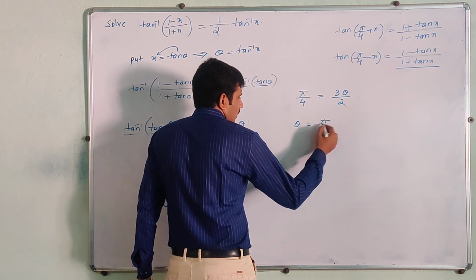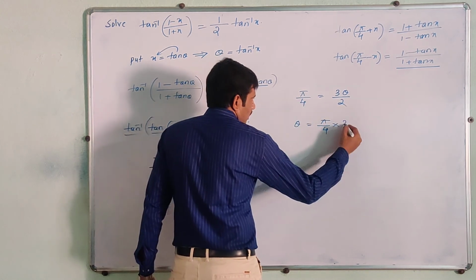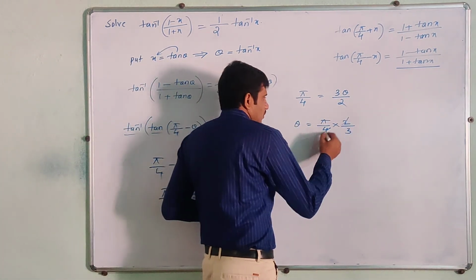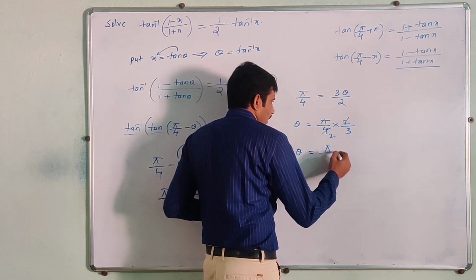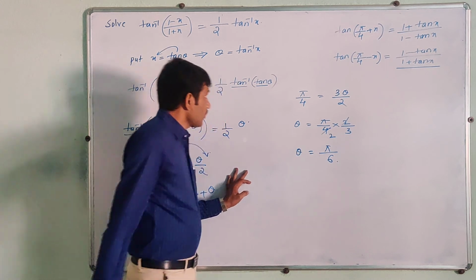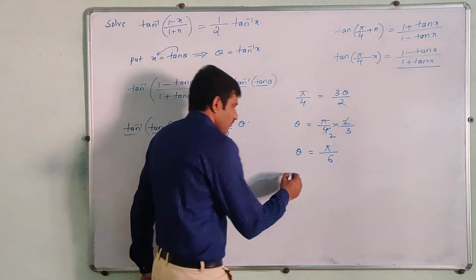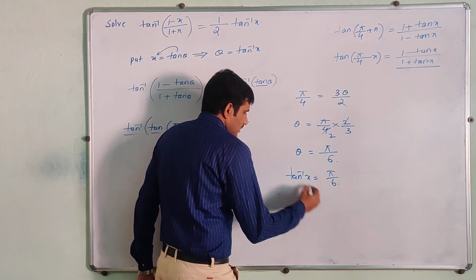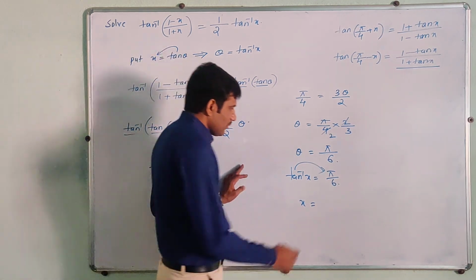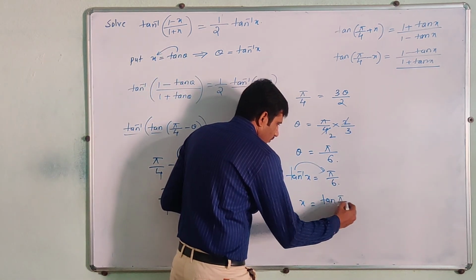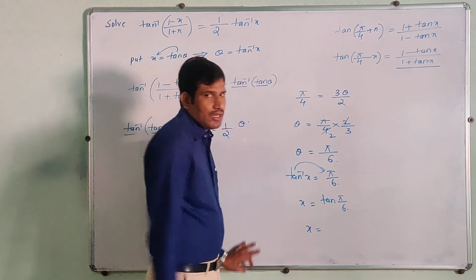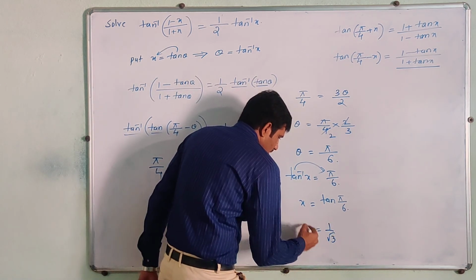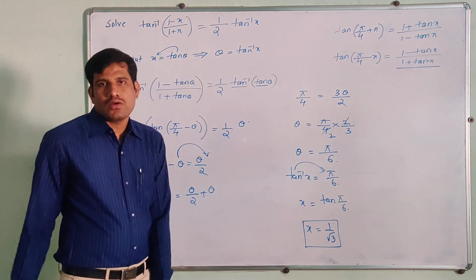So then what is theta? Cross multiply: pi by 4, the 2 will come in the numerator and 3 in the denominator. 2 ones are 2, 2 twos are 4, so theta is equal to pi by 6. Theta means tan inverse of x is equal to pi by 6. So x is tan of pi by 6. Pi by 6 means 30 degrees, and tan of 30 degrees is 1 by root 3. Therefore, the x value is 1 by root 3.